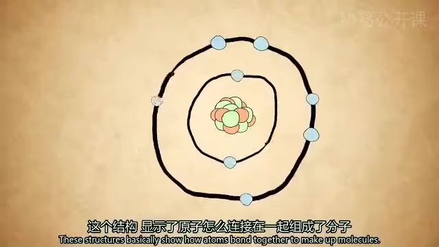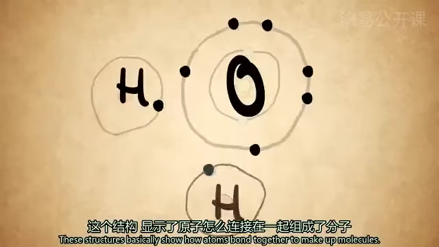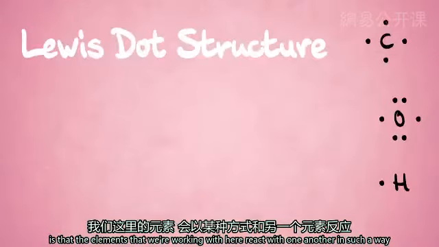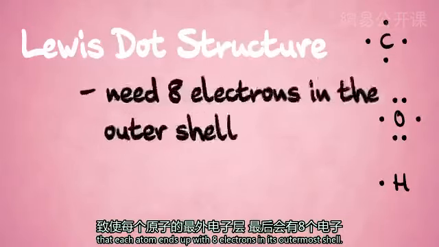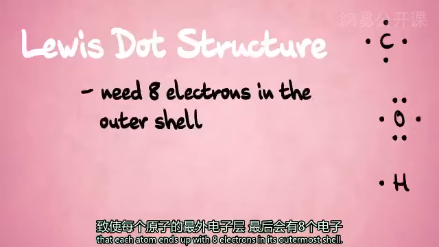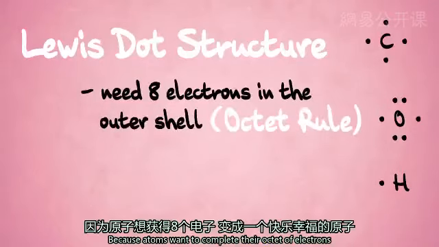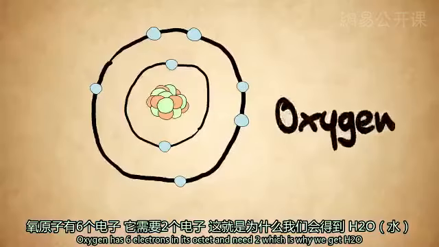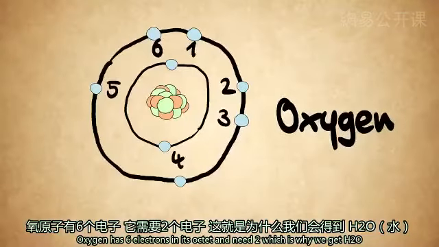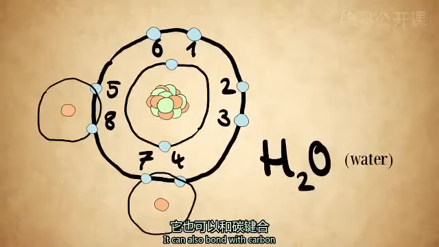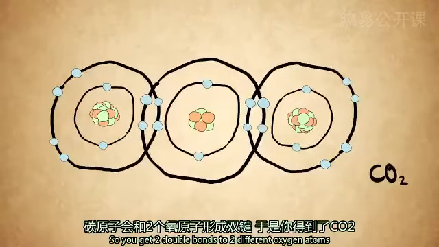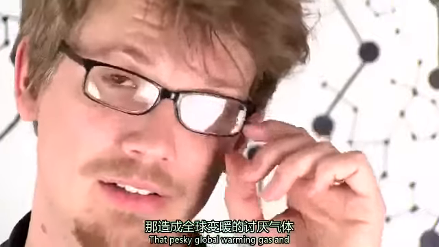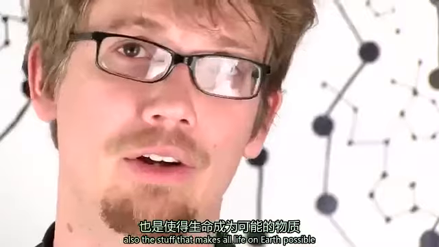These structures basically show how atoms bond together to make up molecules. And one of the rules of thumb when making these diagrams is that the elements that we're working with here react with one another in such a way that each atom ends up with 8 electrons in its outermost shell. That is called the octet rule, because atoms want to complete their octets of electrons to be happy and satisfied. Oxygen has 6 electrons in its octet and needs 2, which is why we get H2O. It can also bond with carbon, which needs 4, so you get 2 double bonds to 2 different oxygen atoms, and you end up with CO2. That pesky global warming gas, and also the stuff that makes all life on Earth possible.